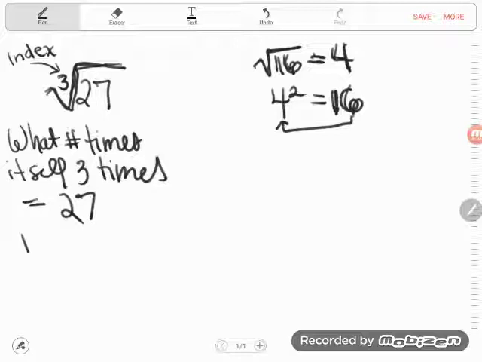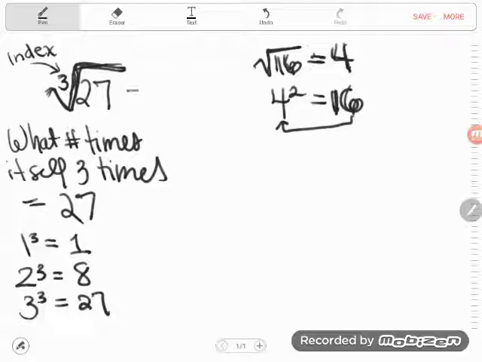We're going to think about our perfect cubes. 1 cubed, 1 times 1 times 1 would be 1. 2 cubed, 2 times 2 times 2 would be 8. 3 cubed, or 3 times 3 times 3 would be 27. And so I can see that the cube root of 27, or the perfect cube that 27 is made out of, is 3.